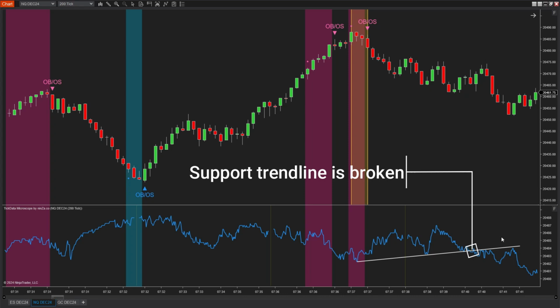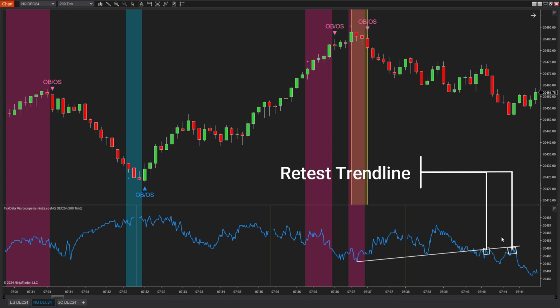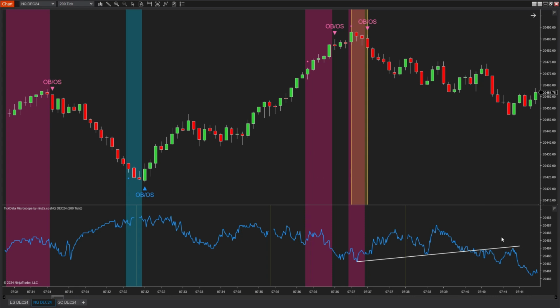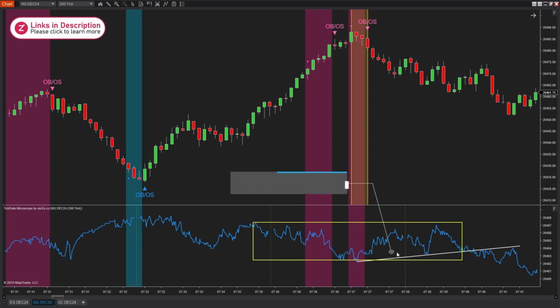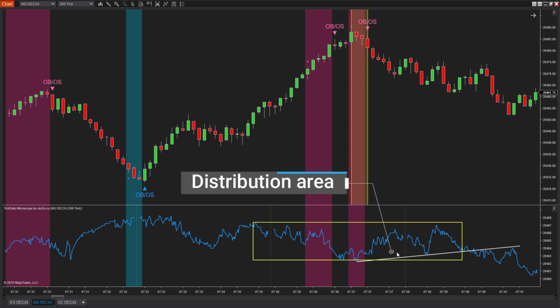What adds to the significance of this situation is the formation of a distribution zone leading up to the breakout. This distribution phase implies that traders are offloading their positions and positioning themselves for potential further declines. Following this period of selling pressure, the price breaks decisively through the support trend line, demonstrating strong commitment from the sellers.